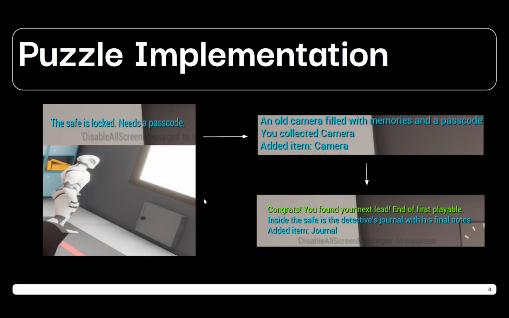So after figuring out the puzzle logic, the player then finally gets to the camera, and the camera then tells the player that it has a passcode. So once they do that, they go back to the safe, and boom, congrats, you found your next lead and the first playable. It gives information that it was the journal, the detective's journal, and his final notes. I added the journal into the inventory, and that is the end of that.